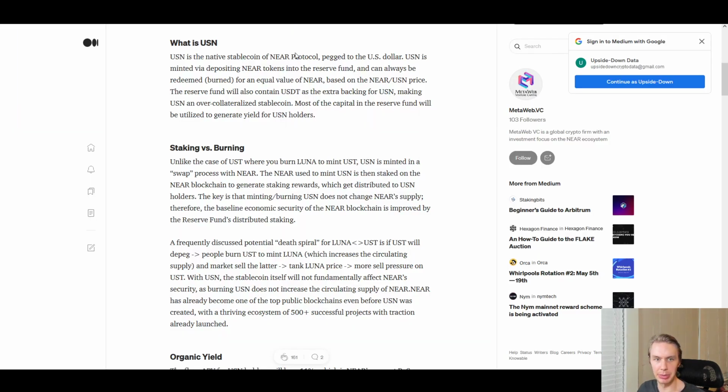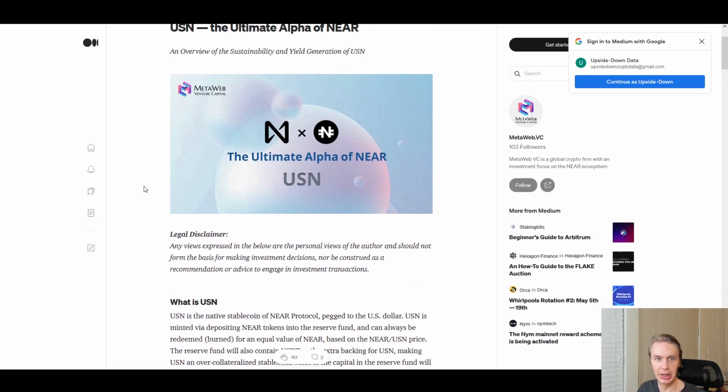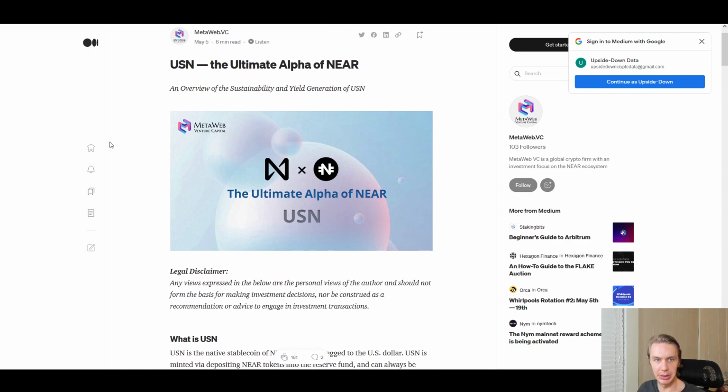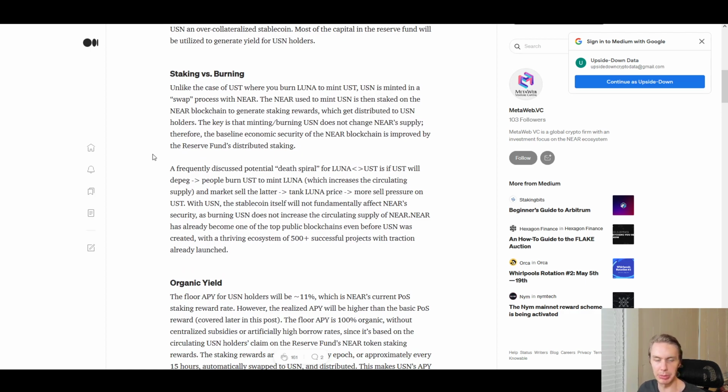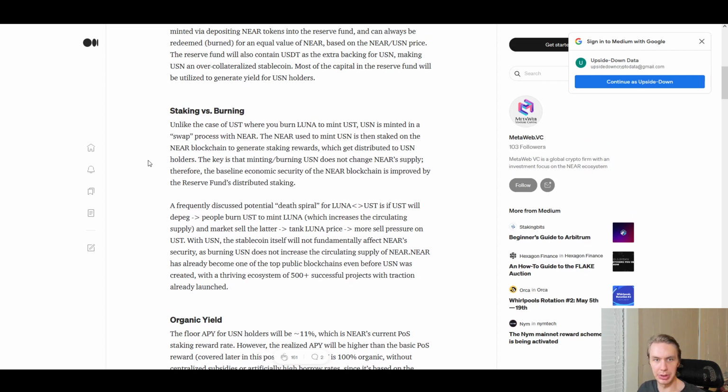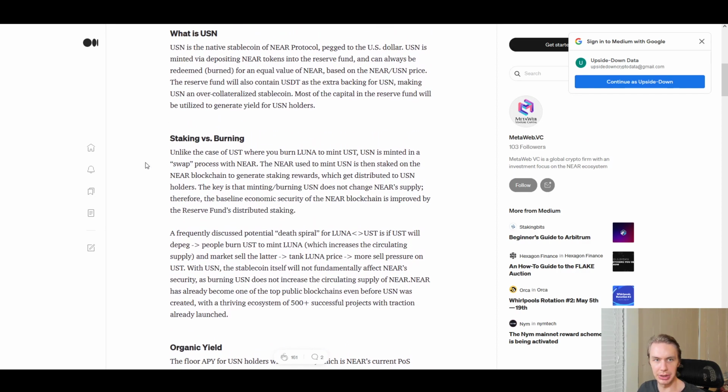So let's talk a little bit about how this is all proposed to work. I'm going to start with this Medium article here that describes a little bit of the overview. Then I'm going to move over to the white paper to discuss some things a bit more specifically. The thing that's important to note that's a little bit different between how UST and Terra and Luna worked and how USN is proposed to work.